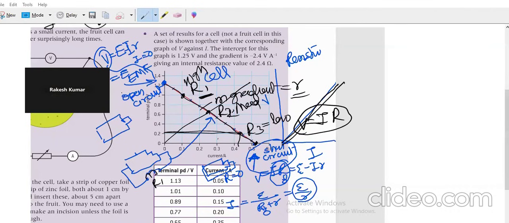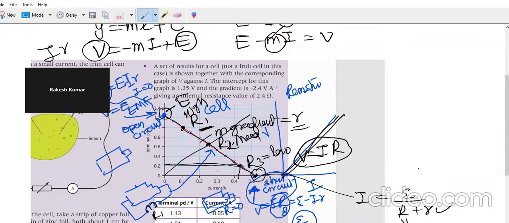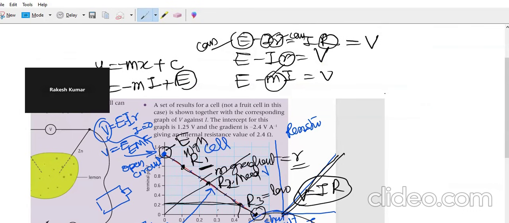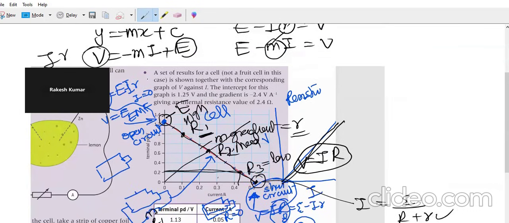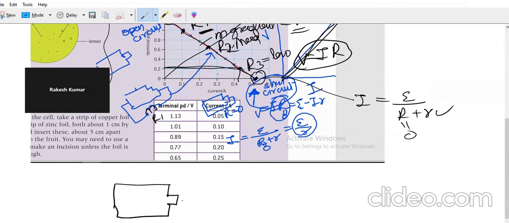one thing you can know is the EMF. That means you look for this point, see the value, this will give you EMF. You look for this value, you got I, you know the E. So you know R plus r. If you know R is zero here because this is short circuit, so you can get r here. So in this graph, E you get it from here, this point, this is E.